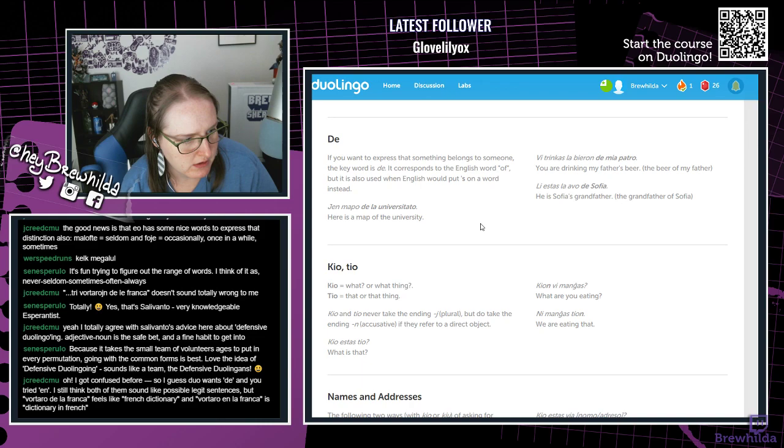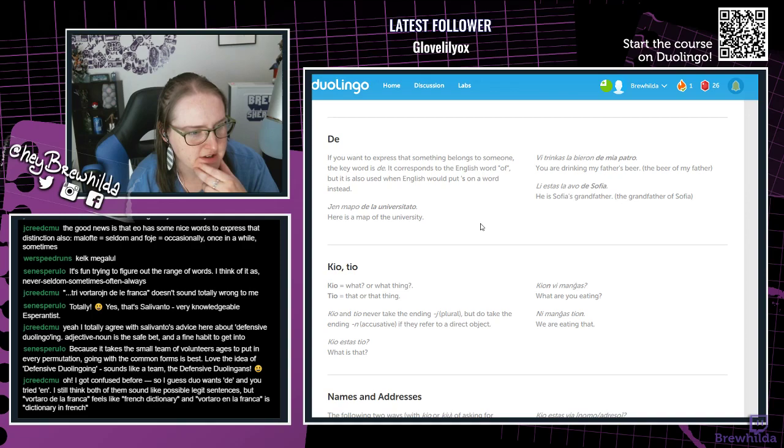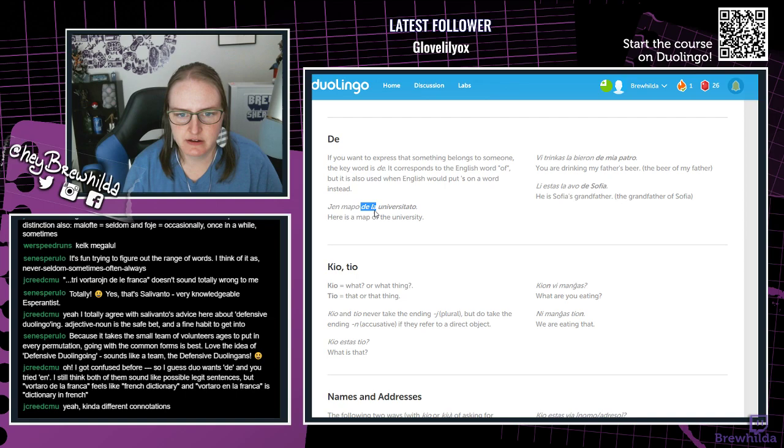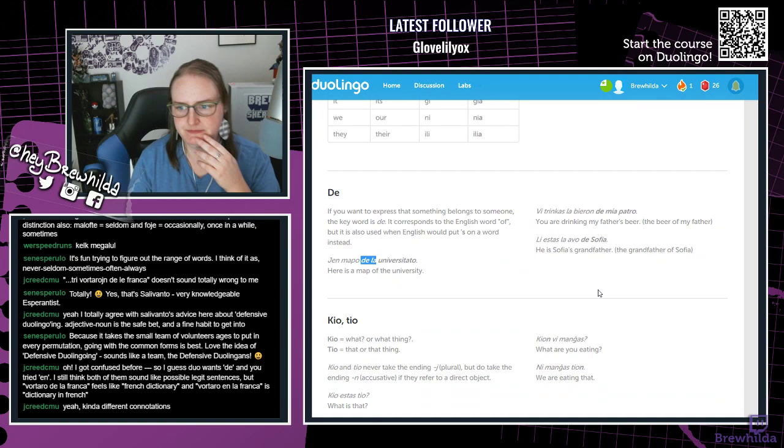Okay, so Duolingo wants "de," and I tried "en." I think they sound like legit sentences, and I feel like I would know from context, but this comes back to maybe the defense of Duolingo. Maybe it's not a big deal. Okay, you couldn't use it here. You couldn't say "en la universitato," because you couldn't say here is a map in the university, or of the universe. I think it might be kind of trial and error, just getting used to it and using it.